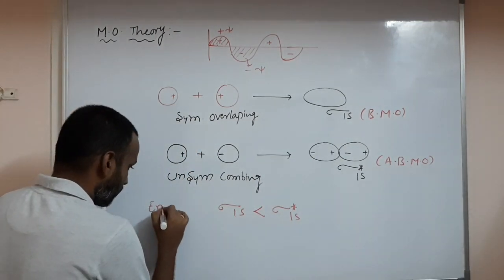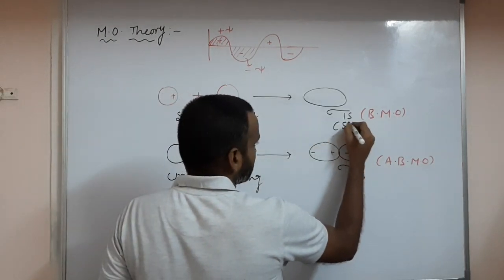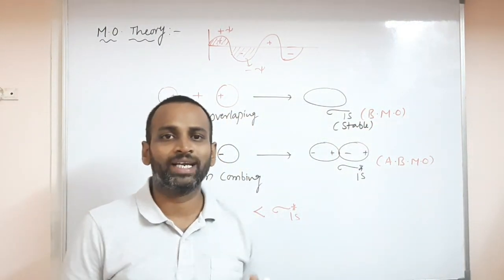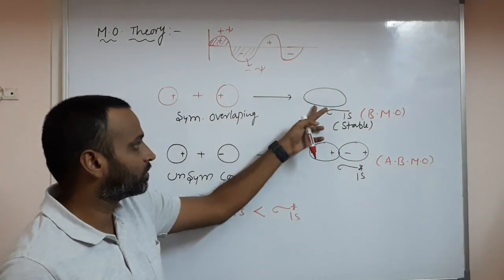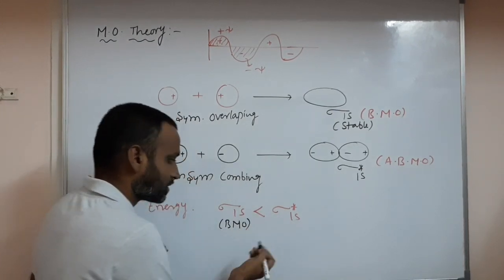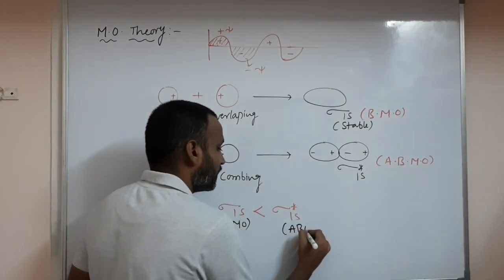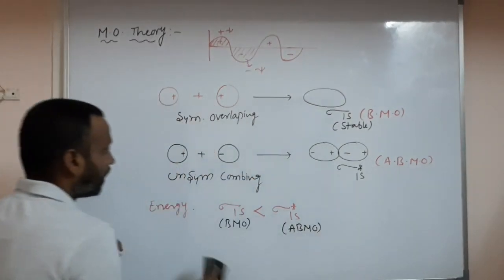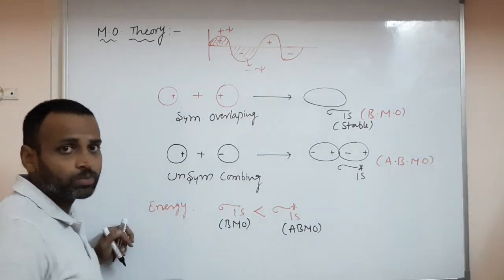What is this? Order of energy. Why? This sigma 1s is more stable. Stability is inversely proportional to energy. So this is more stable, so less energy. So sigma 1s, which is called the bonding molecular orbital, always has less energy than the anti-bonding molecular orbital. Very important how bonding and anti-bonding molecular orbitals form.